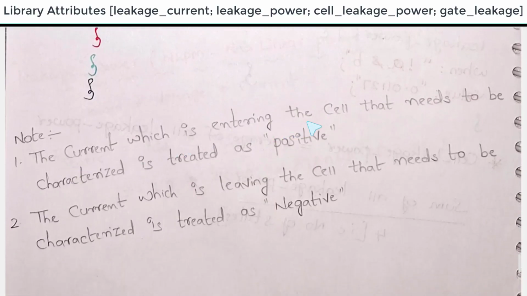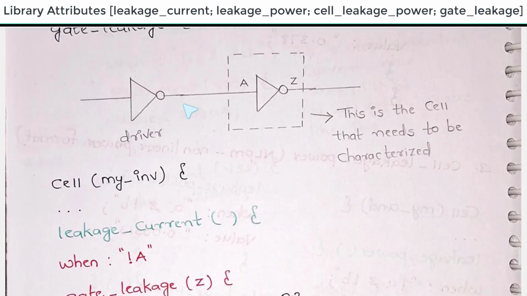So let us see how we are calculating this one. The current which is entering the cell that needs to be characterized is treated as positive. The current which is leaving the cell that needs to be characterized is treated as negative. Means if anything that is entering into the gate is treated as positive, and the thing that is coming out of the gate is treated as negative. So entering is positive, coming out is negative.